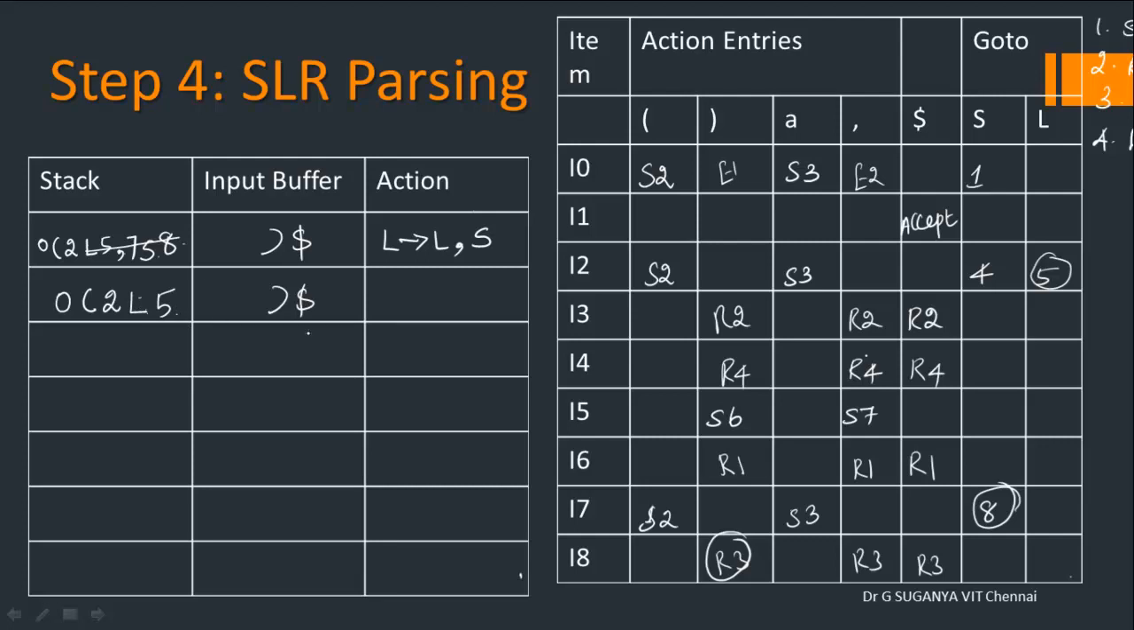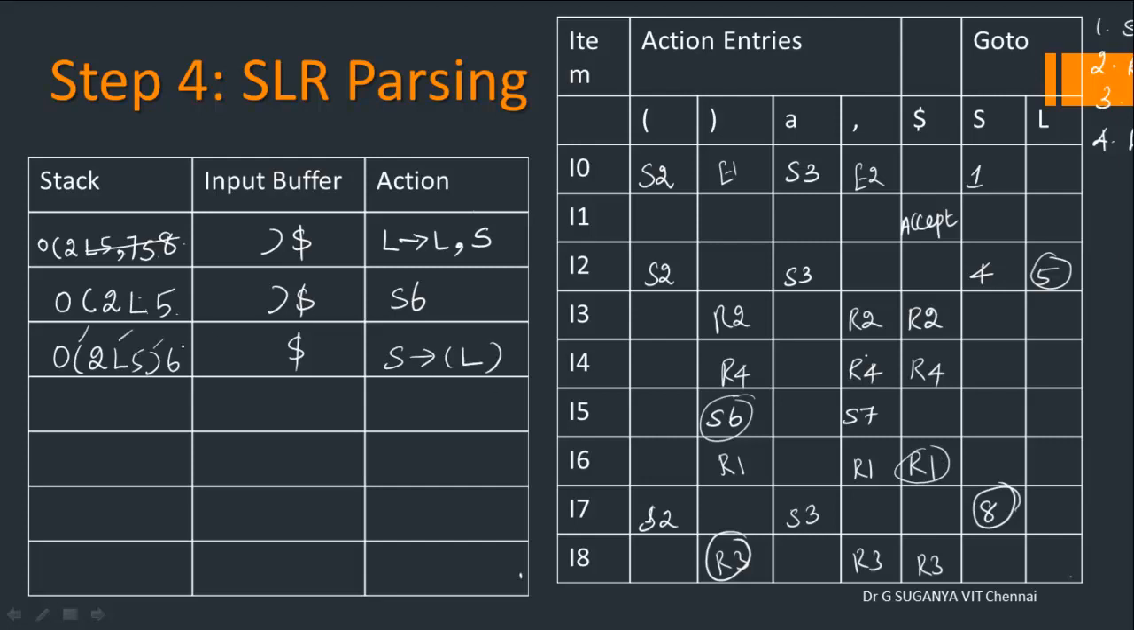So now 5 comma close bracket. 5 comma close bracket is S6. So 0 left bracket 2 L and then 5 close bracket, then state will be 6 and you will be left with dollar. So what is 6 dollar? It is reduced by rule 1. So what is rule 1? It is S gives within bracket L. The same structure is there, you could see.